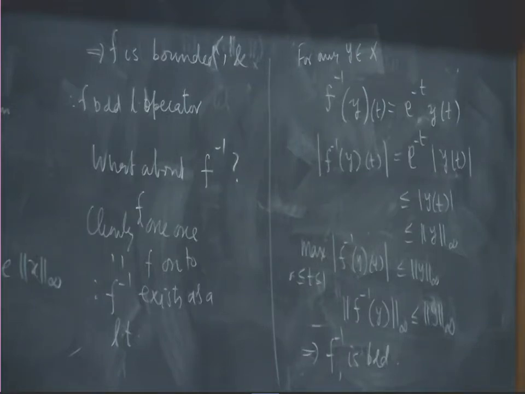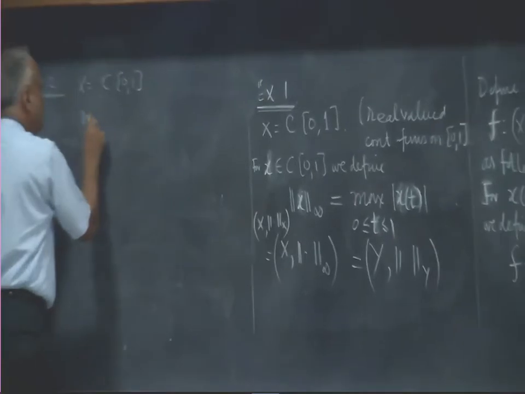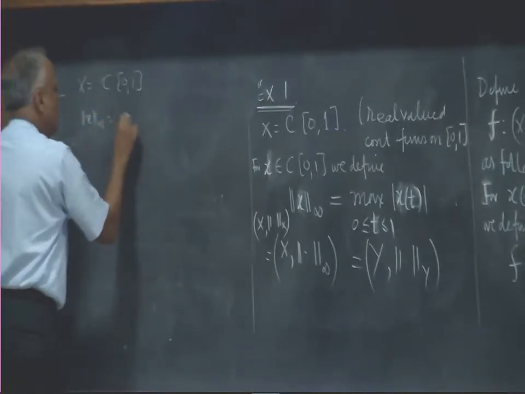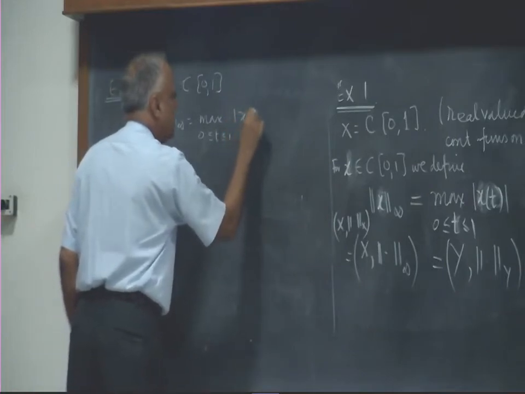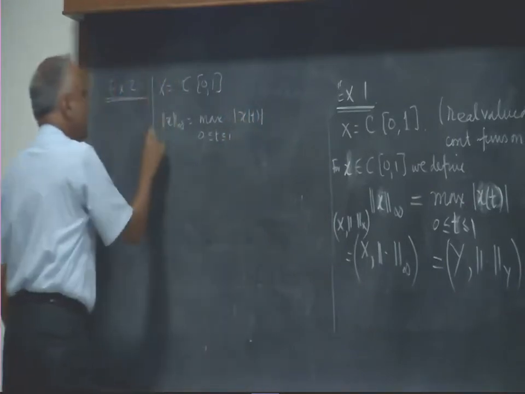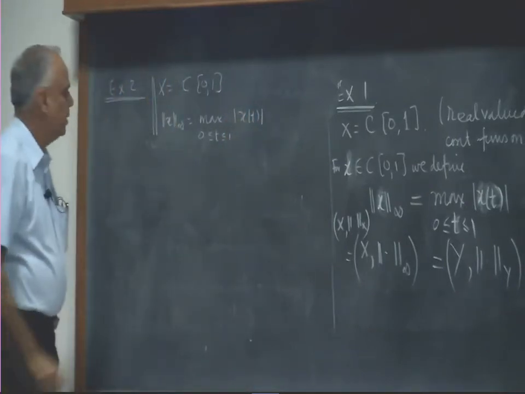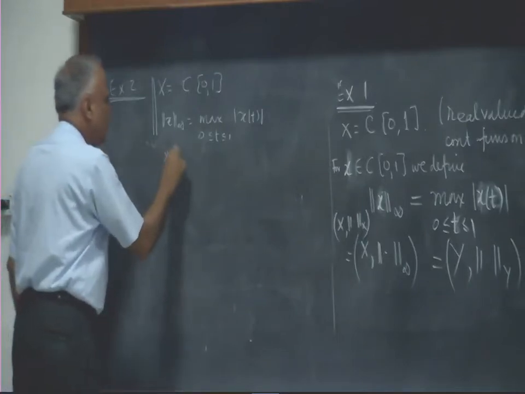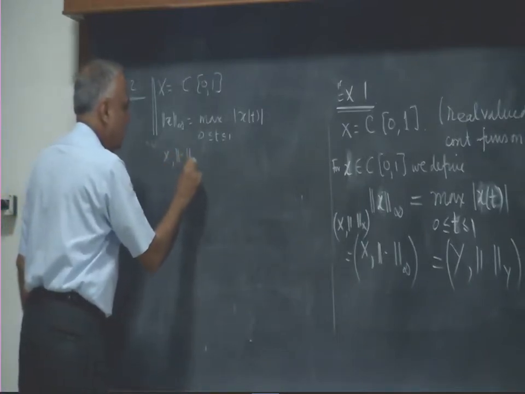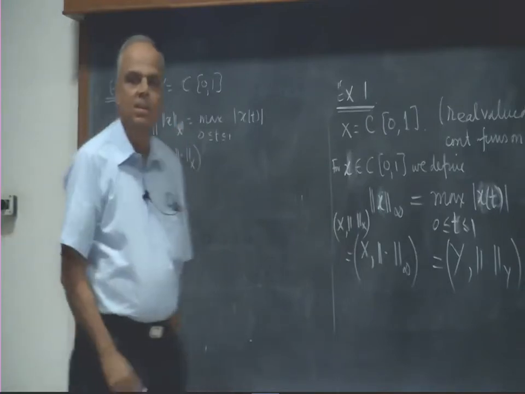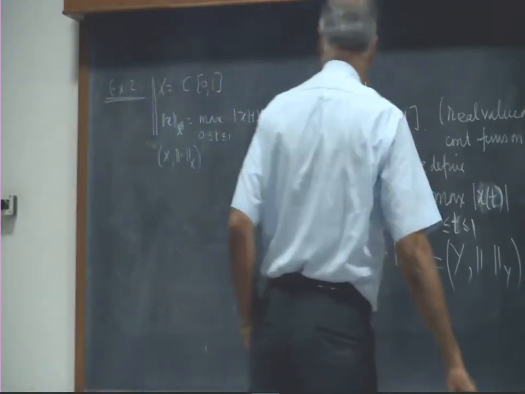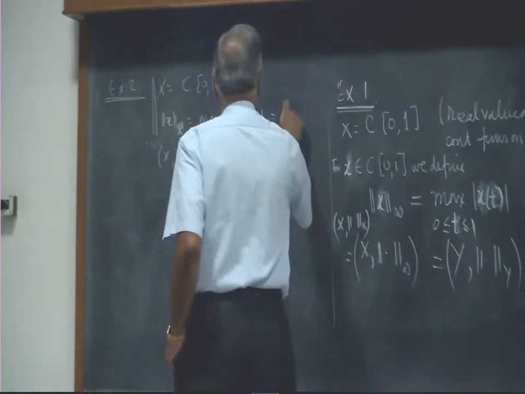So let me now take X to be again C[0,1], again with the norm of x to be the maximum of the modulus of xt. The same situation. So that is my X space. So this is my norm on X. The norm of x in X is equal to the norm of x infinity.